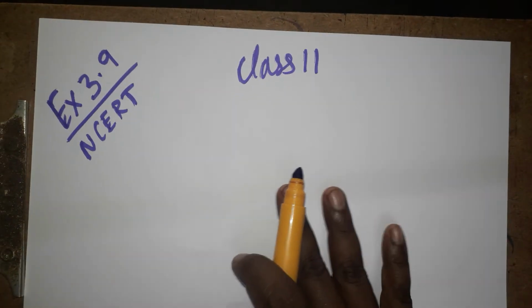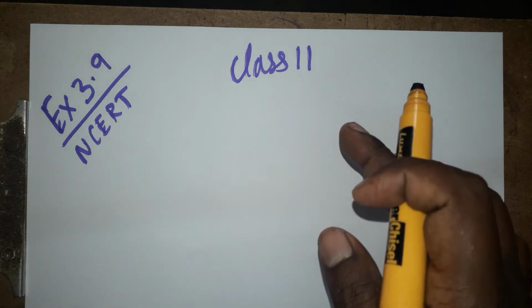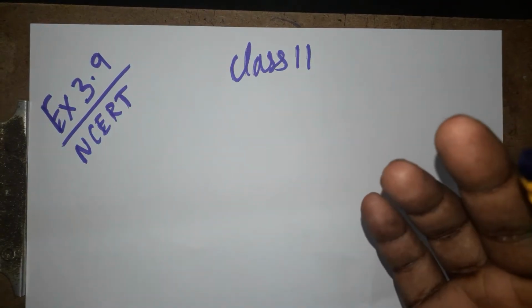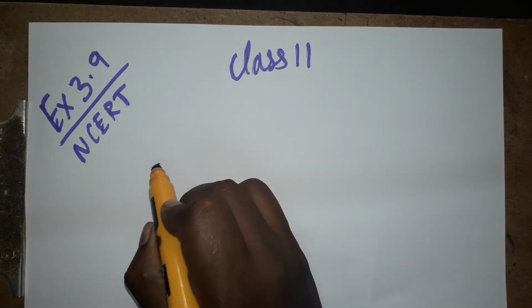Hello students, today we are going to learn NCERT example problem 3.9, Physics Class 11. It's a book back problem, from the 3rd chapter, 9th problem. So there are two places here.